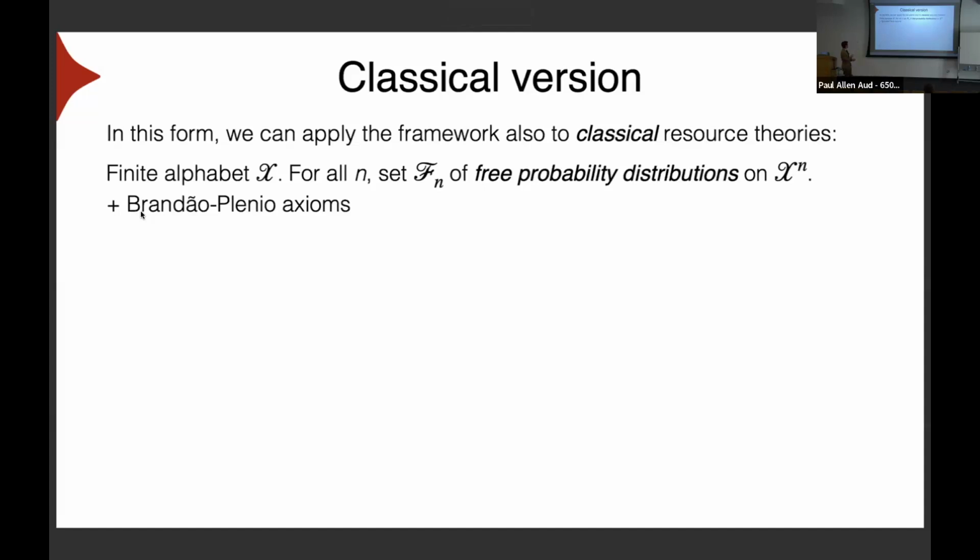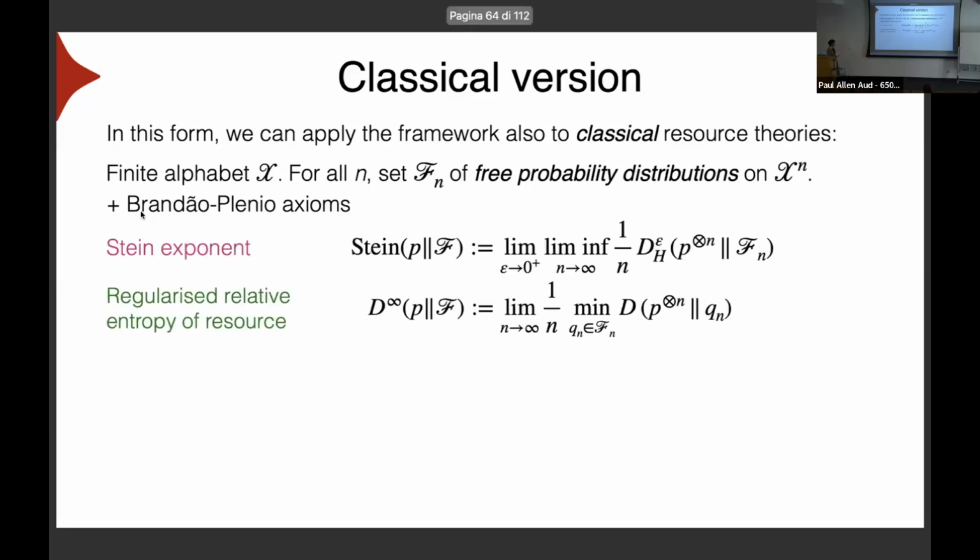I can talk about a fixed alphabet x, and I can take Fn to be a set of free probability distributions over the n-fold Cartesian product of x. So this will be probability distributions over a set of sequences of symbols of x. And then I can say that this family satisfies the Brandão-Plenio axioms. And I can define a Stein exponent and a regularized relative entropy of resource for this family.